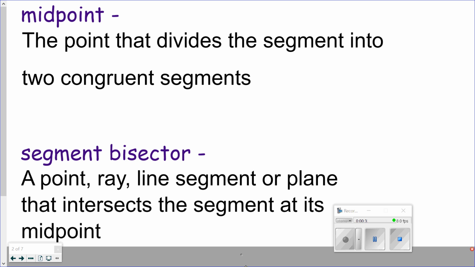Segment bisector. Anytime you see the word bisector, automatically we know it means cut in half. So a segment bisector is a point, ray, line segment, or plane that intersects the segment at its midpoint, cuts it in half.